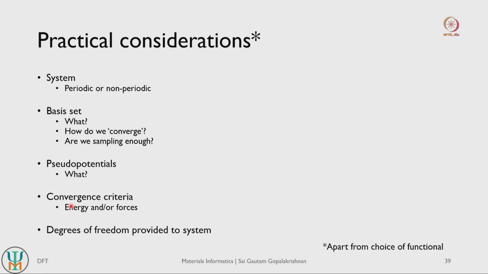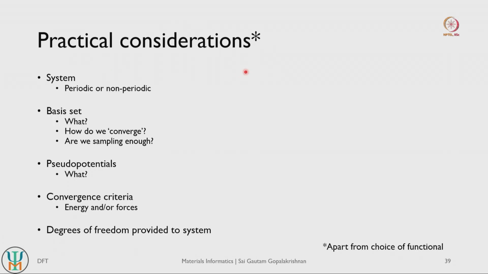So whether we only converge on energy or we also look at forces, right, and how many degrees of freedom do we provide our system as it tries to reach its ground state, right. So do we only allow the electrons to reach their ground state, or do we also move the ions, right, and allow the system to reach its ground state. And these are all practical considerations apart from the choice of functional itself, right.